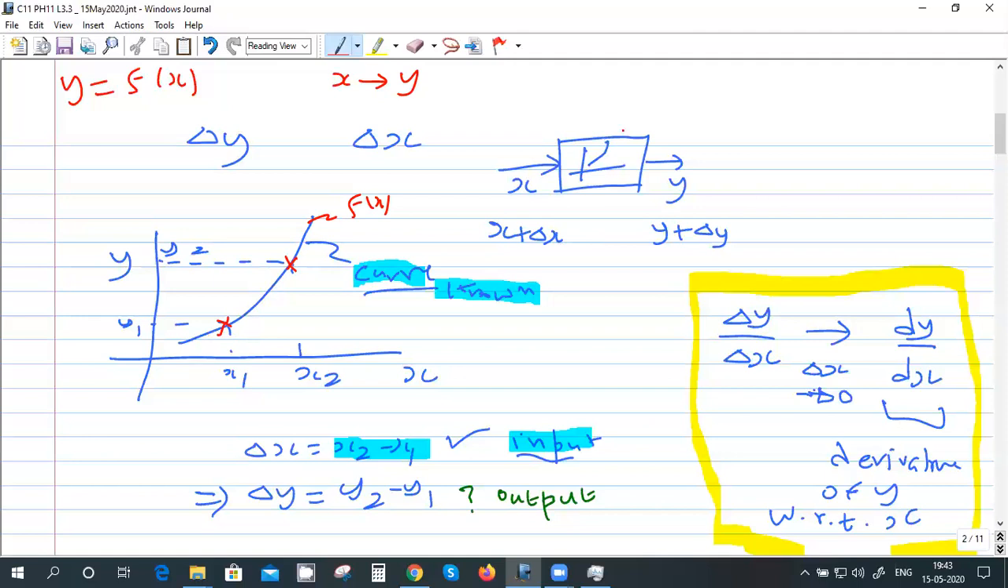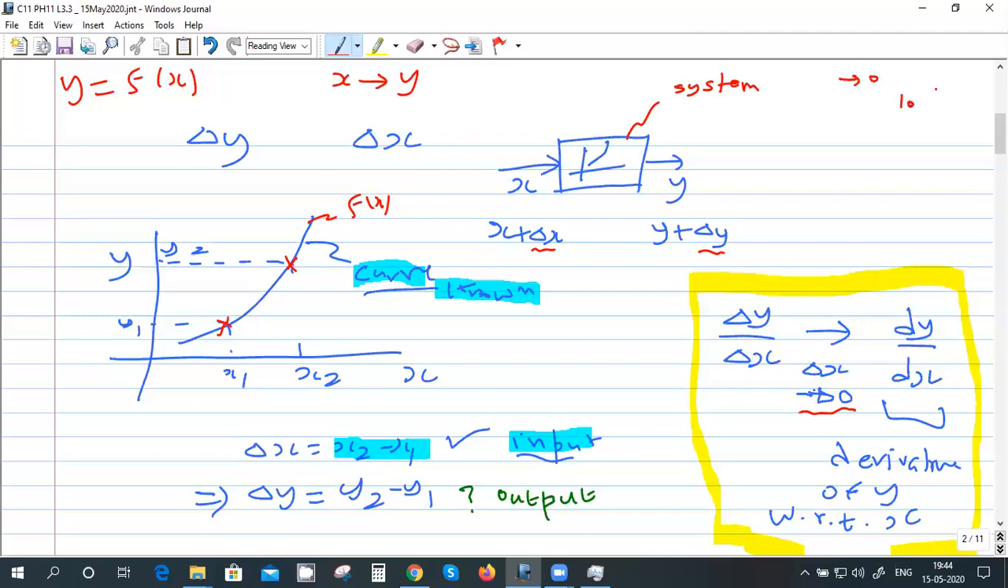A function you can think of as a system in which the input is x and the output is y. Now suppose I increase the input by a small amount delta x. How much does y change? The change in y is delta y. So delta y by delta x, this interval delta x of the input increment, I can make it very, very small. In the limit, when delta x tends to 0, the meaning is delta x is very, very small.